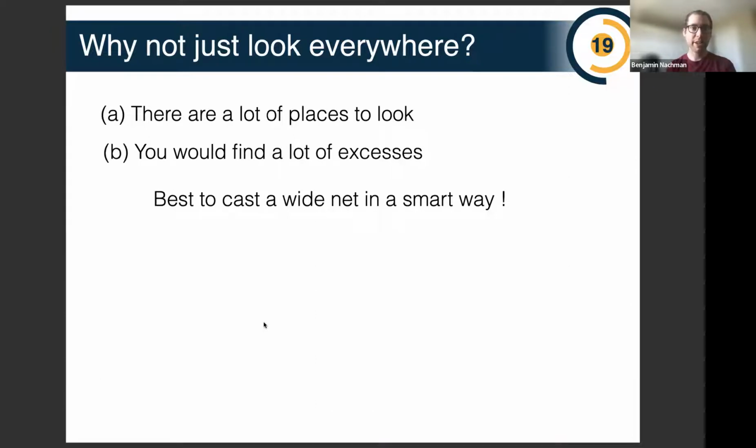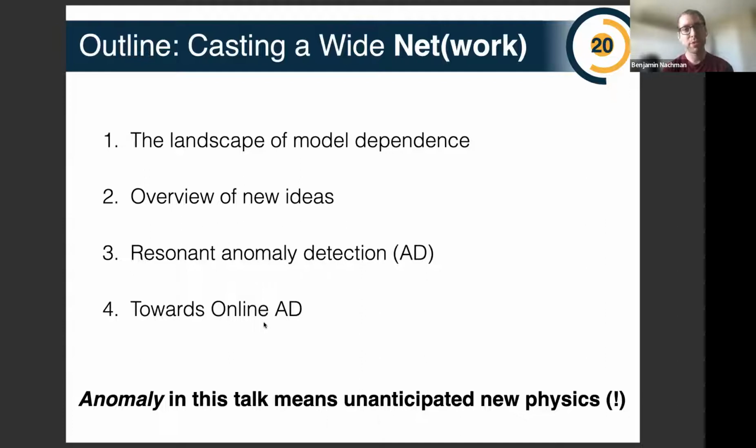Okay, so a lot of places to look. Also, even if you did look everywhere, you would find a lot of stuff, and it may not be what you want to find. In particular, you'll find a lot of excesses. So we need to cast a wide net in a smart way. And that brings me to today's talk.